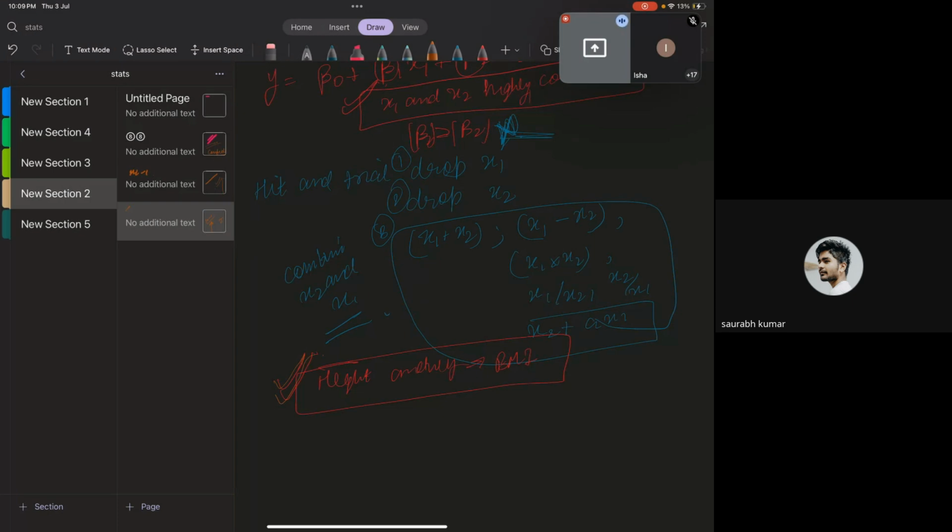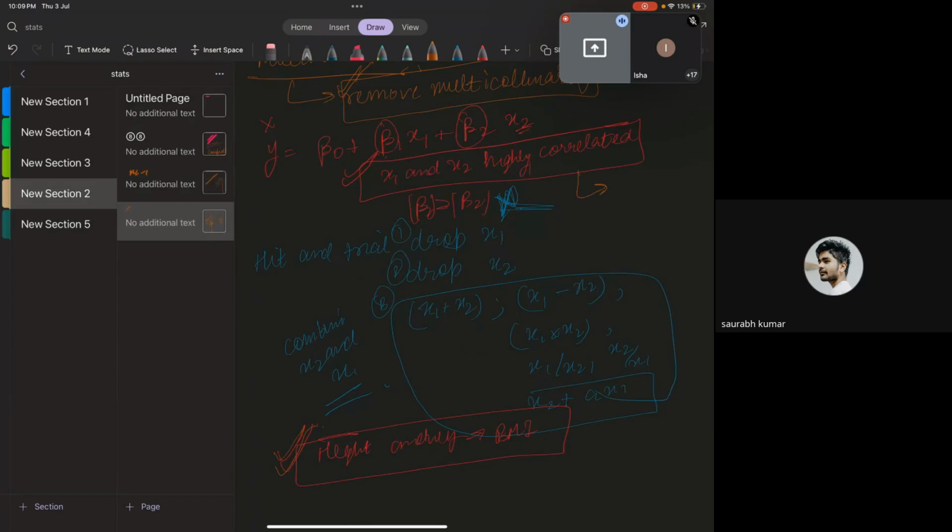Now, what do I mean by highly correlated? Here, I mean Pearson's correlation, that is R, is close to 1. Clear?